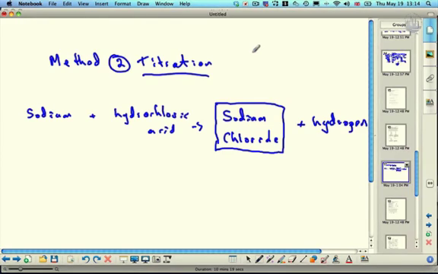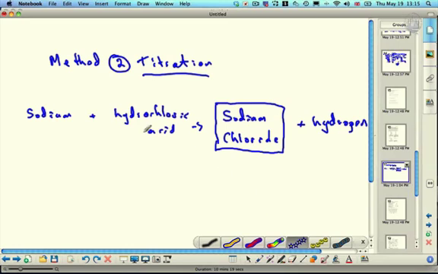Okay, so let's look at method 2, which is titration. Now let's say, for example, you want to make sodium chloride. You want to put it on your pretzels, you want to put it in your French fries, so you're going to make common table salt, otherwise known as sodium chloride. Well, you're just going to react sodium with hydrochloric acid, right? Sure, that will work, won't it? Well, in theory it would work.